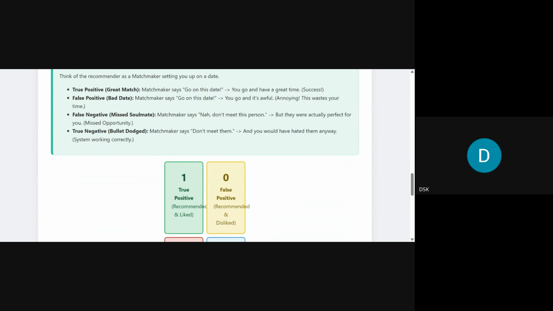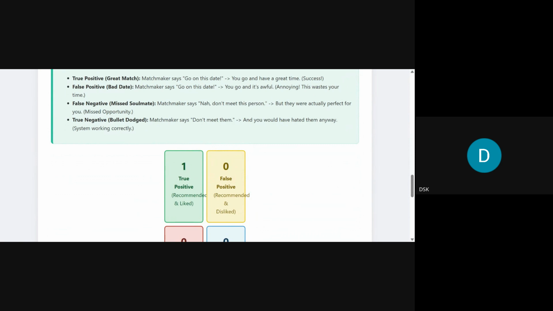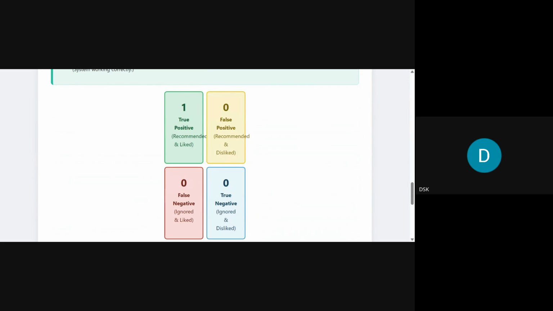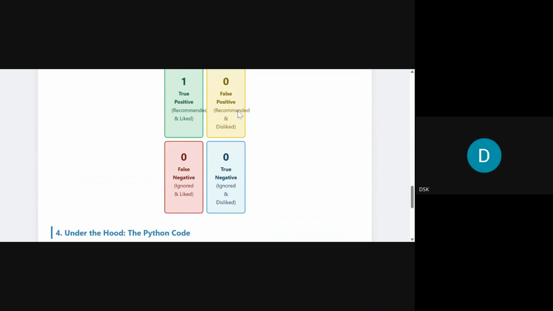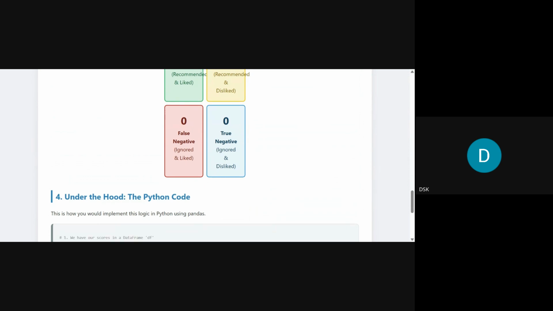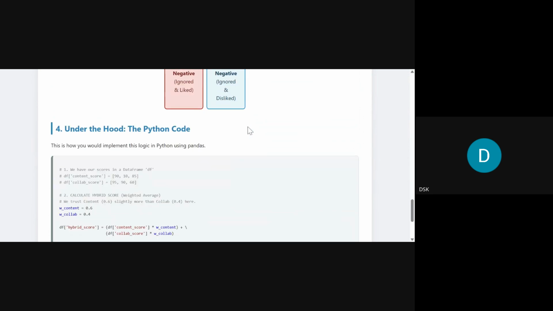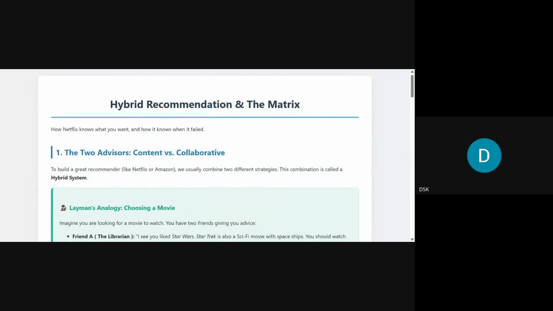And a true negative is when the matchmaker says don't meet them and you would have hated them anyway. That means the system is working perfectly. So true positive is one that is recommended and liked. False positive is recommended and disliked. False negative is ignored and liked, and true negative is ignored and disliked. So now we'll see the code for a better understanding.